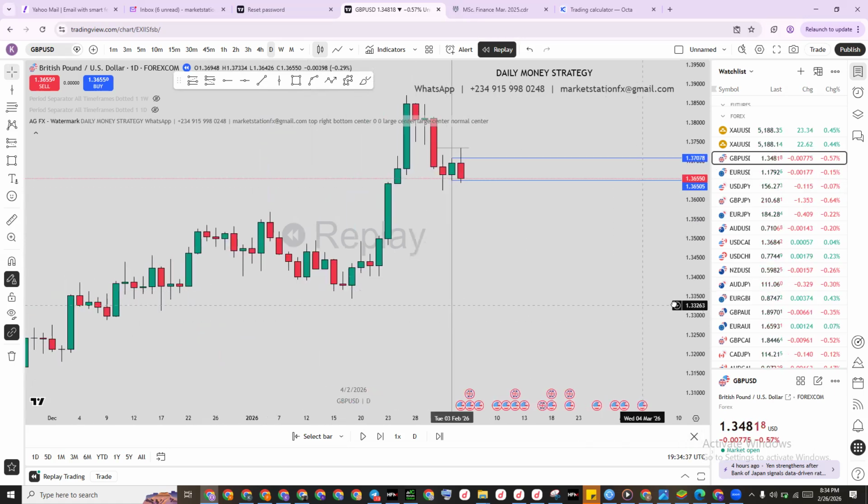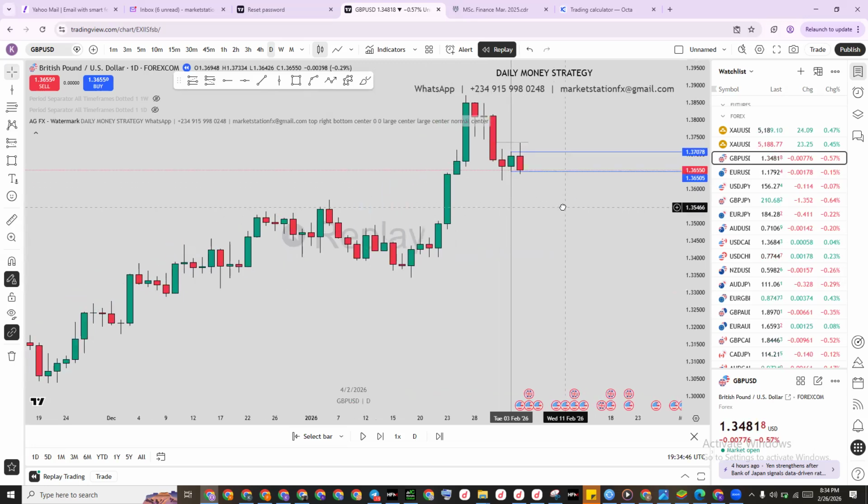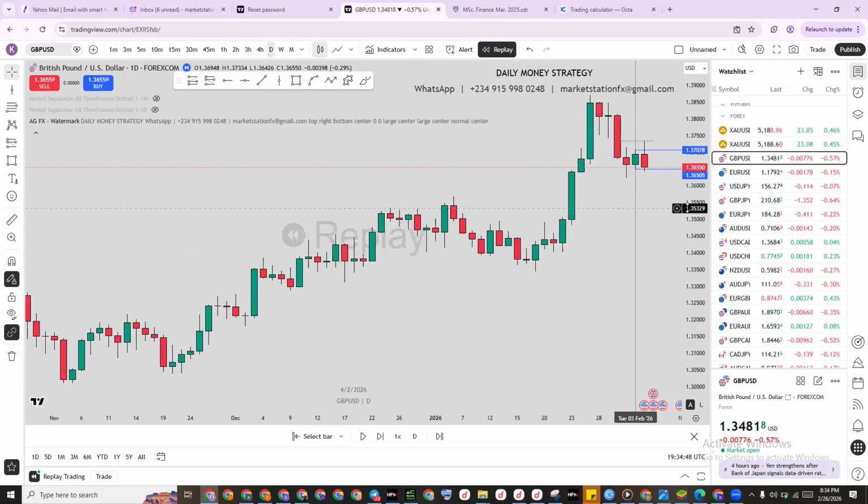So we also have the three candle model. We have multiple candle model. We have two candle model and multiple candle model. Now, I'm looking for an example of the two.